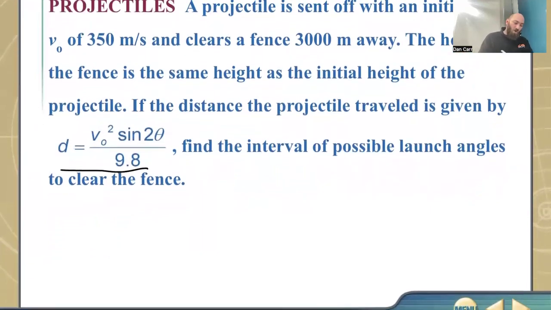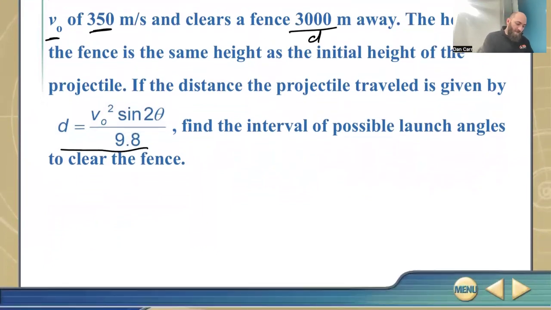Okay, so I have v sub 0 is 350. I have distance here is 3,000. So the goal is, can I solve this equation? We're going to treat it just like we did before. We want to isolate that theta as best we can. So 350 squared times the sine of 2 theta, all over 9.8. I can start by multiplying both sides by 9.8 here.